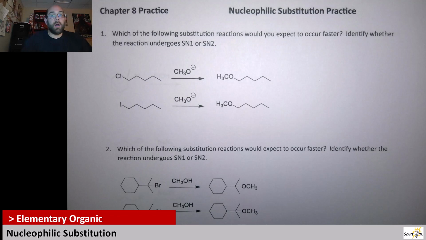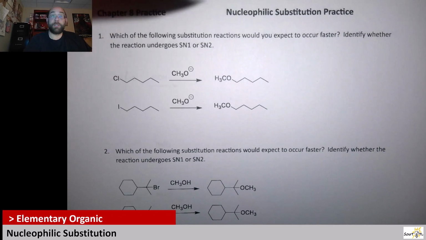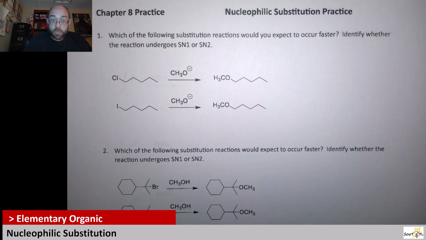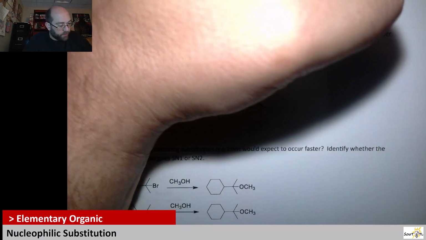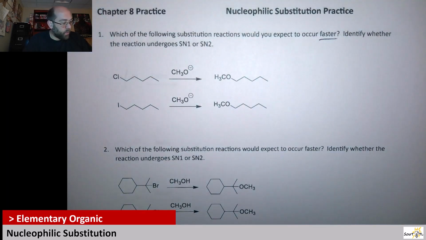Hello everyone. So this will be our first practice set for Chapter 8, where we look at nucleophilic substitution, and that's focusing on SN1 and SN2. As we dive into the first question, it says, which of the following substitution reactions would you expect to occur faster? Identify whether the reaction is SN1 or SN2.